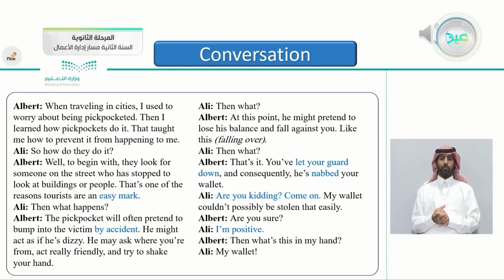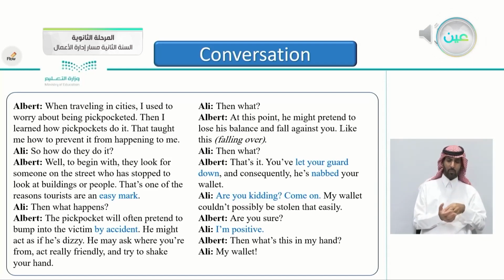Let's listen. Crime doesn't pay. When traveling in cities, I used to worry about being pickpocketed. Then I learned how pickpockets do it. That taught me how to prevent it from happening to me. So how do they do it? Well, to begin with, they look for someone on the street who has stopped to look at buildings or people. That's one of the reasons tourists are an easy mark. Then what happens? The pickpocket will often pretend to bump into the victim by accident. He might act as if he's dizzy. He may ask you where you're from, act really friendly, and try to shake your hand. Then what? At this point, he might pretend to lose his balance and fall against you. Like this. Then what? That's it. You've let your guard down, and consequently, he's nabbed your wallet. Are you kidding? Come on, my wallet couldn't possibly be stolen that easily. Are you sure? I'm positive. Then what's this in my hand? My wallet.